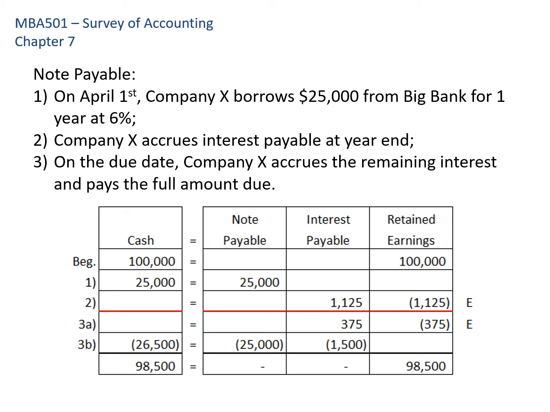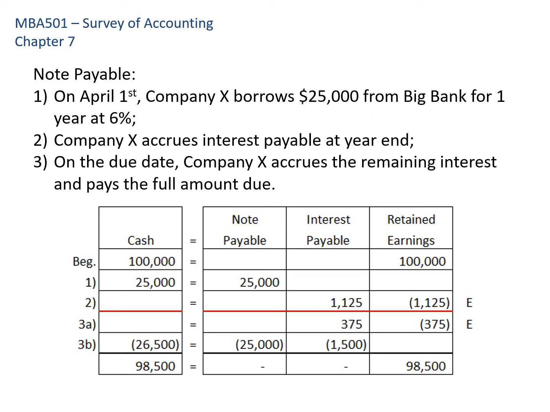Then on the due date, so on March 31st, at the end of that year, I'll accrue the remaining interest. So that's again 25,000 times 0.06 times 3 over 12. So I accrue the additional 3 months worth of interest by increasing interest payable and recognizing the expense. And then I pay off the note.